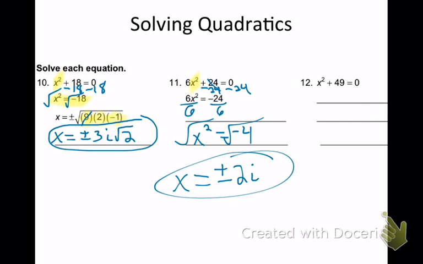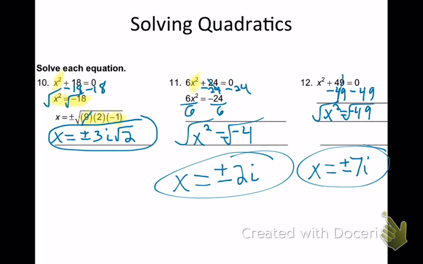12, I need to work this out. Jake, what am I going to do first? So I subtract 49. x squared equals negative 49. What do I do next, Jake? What's the square root of negative 49 going to give me? 7, plus or minus 7. Yep, and I need to make sure I include that plus or minus out front. So x equals plus or minus 7i. Good job.